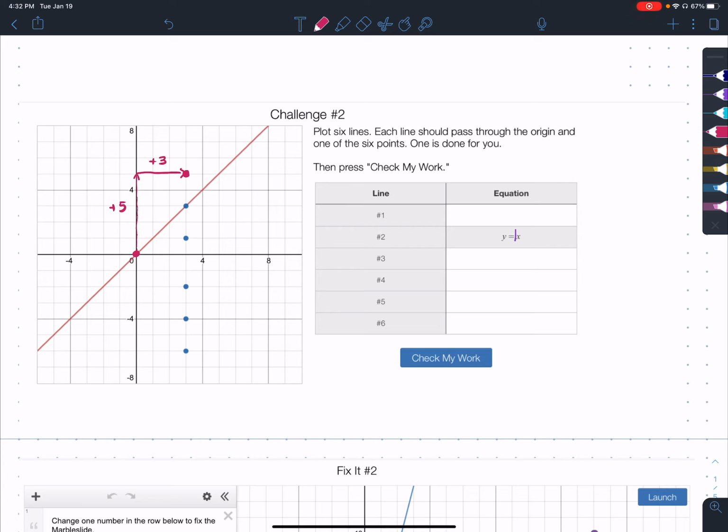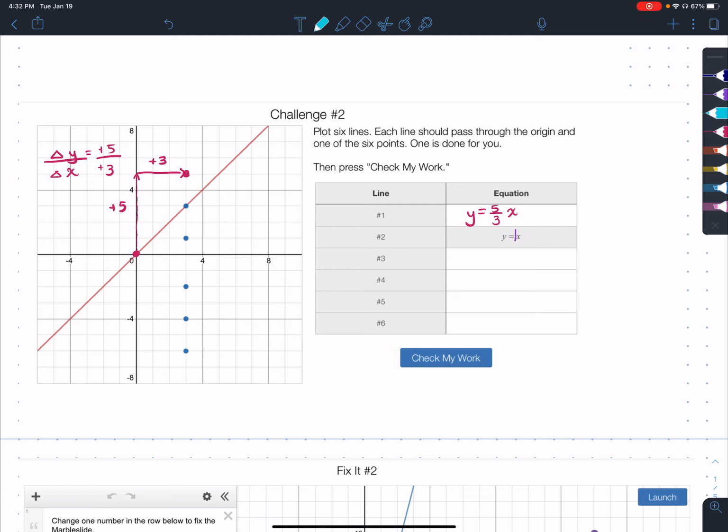To find that slope is the change in y over the change in x. So vertically we've gone plus 5, horizontally we've gone plus 3. 5 over 3, that's not a fraction that can be reduced any further. So the equation here is y equals 5/3 x.